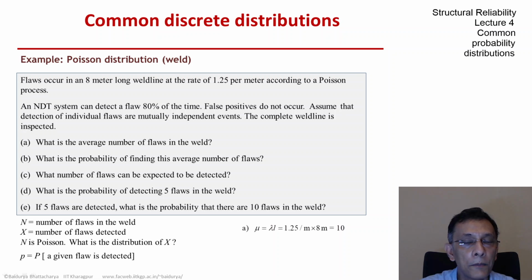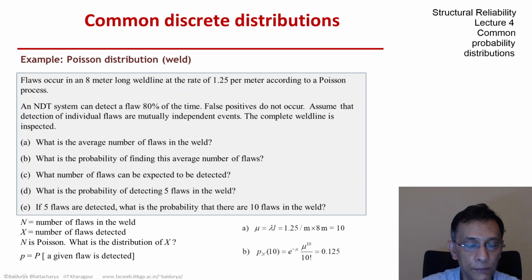So mu is lambda times L, which gives me 10, the average number. With that average number, I can find out part B, which is the probability of finding 10. So that would be just applying the same PMF formula and getting a 12.5% probability there.